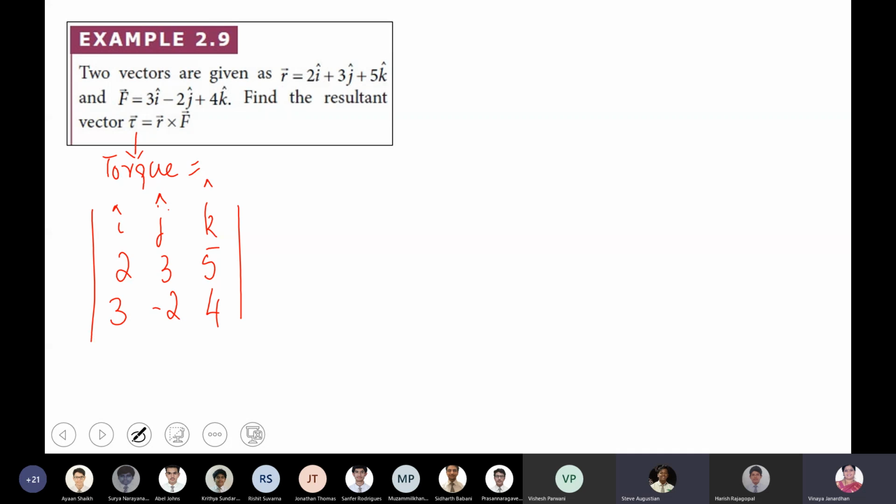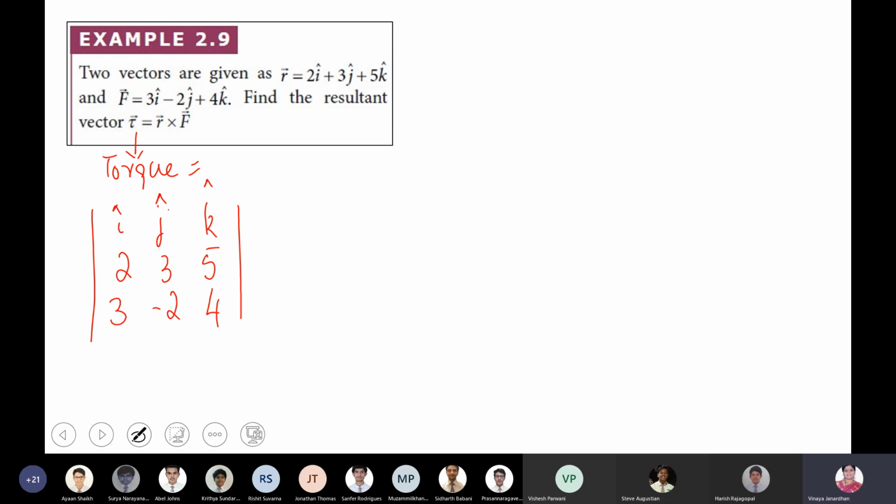Same way, you can keep the finger and block that particular column. Or else if you feel that is difficult, first keep any one finger along your jth column, so that what you can see is 2, 5 and 3, 4. So 2 into 4, 8 minus 5 into 3, 15. That's into I cap. Next, sorry boys, first for the I cap, you have to block the ith column.